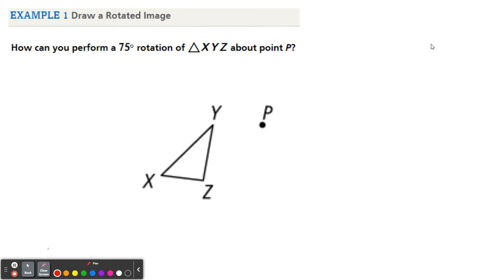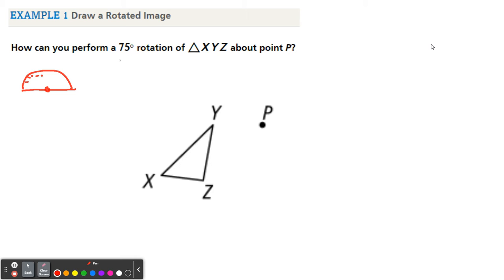All right, so example 1 says, draw a rotated image. Can you perform a 75 degrees rotation of triangle XYZ about point P? If you did this by hand, you would need a protractor. Remember the protractor is this thing; it has all the degrees on it and a hole there for the vertex. I'm going to try to walk you through it virtually. It's going to be difficult, so I'm not going to use a protractor on the screen, but I'll talk to you about it.